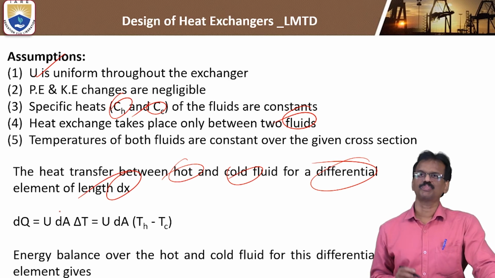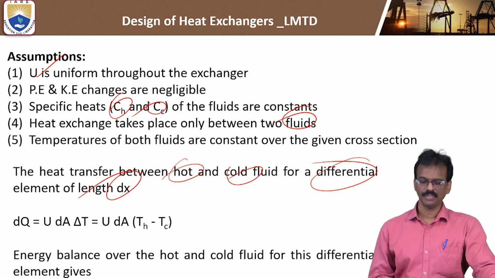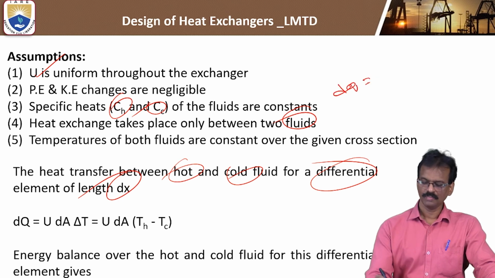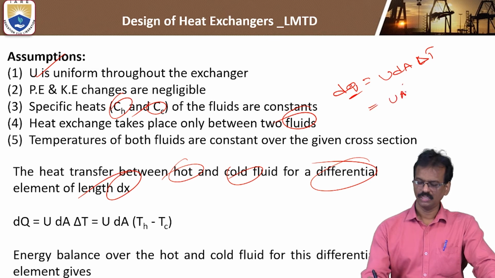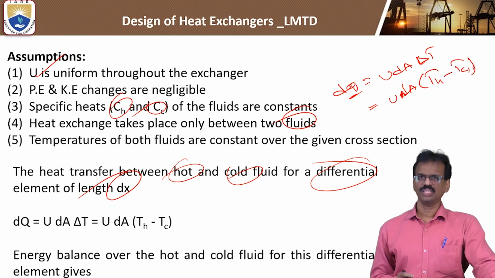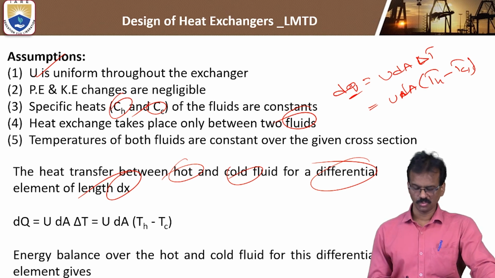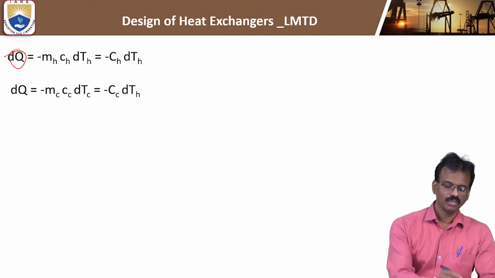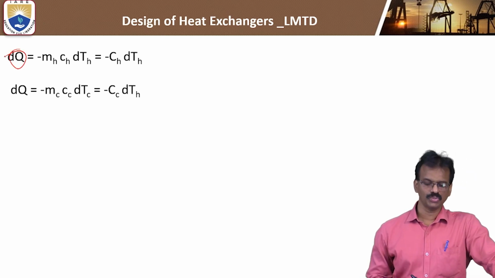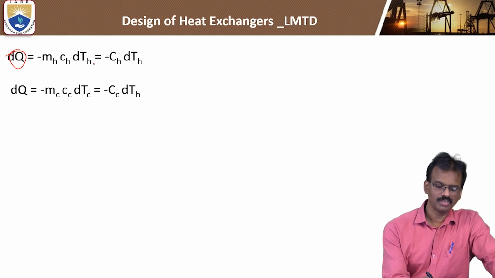Okay, the length of this small elemental area is equal to dx, same formula. So then dq is equal to U dA into delta T. Okay, so it means U dA into delta T, where delta T is the hot fluid temperature minus the cold fluid temperature for the small elemental area. Okay. So you know the energy balance equations for the small elemental area here. So small dq is equal to minus mH cH into dTH.